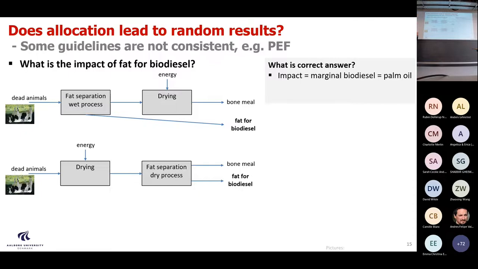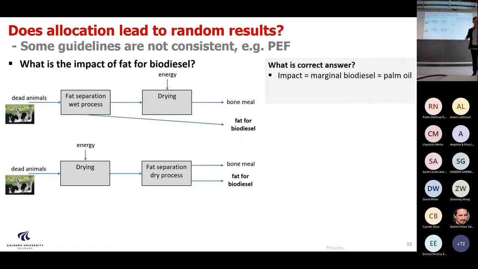What happens if I go into the market and I say, I would like some fat from dead animals because I want to make biodiesel. What is the impact? The correct answer is that would be the marginal biodiesel, which could be palm oil. Because of course, if I buy this fat here, there will not be more dead cows in the market. Then I would need to go and kill a cow, and then I should kill a cow every time I demand some biodiesel. That's not the way it works. So the correct answer is nothing of this stuff here.